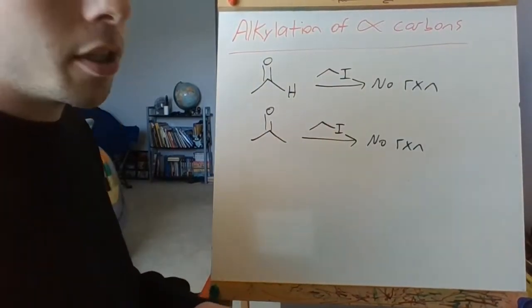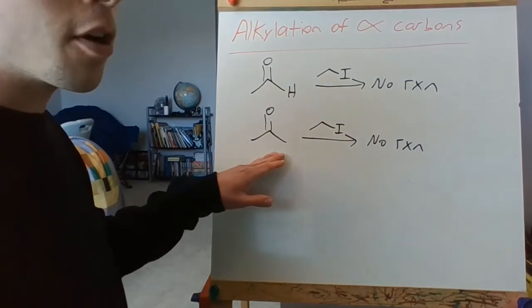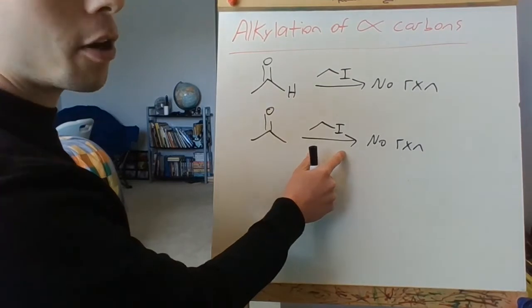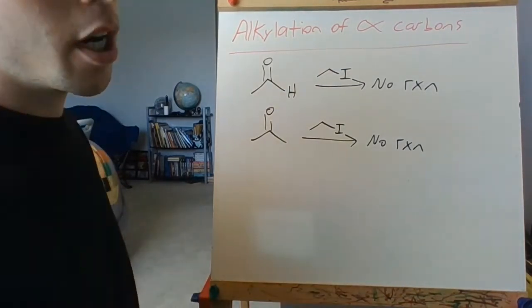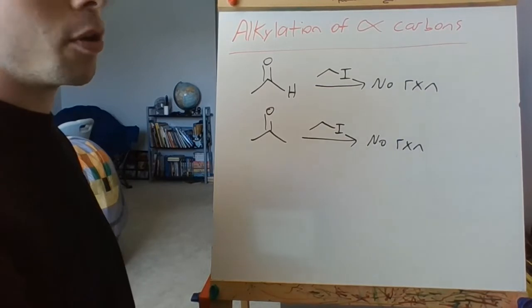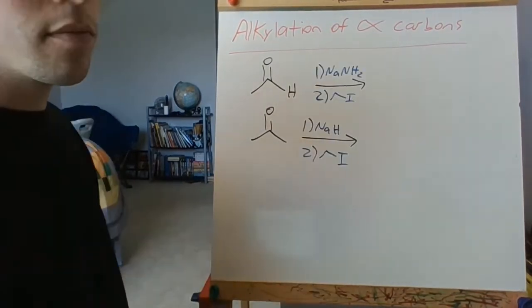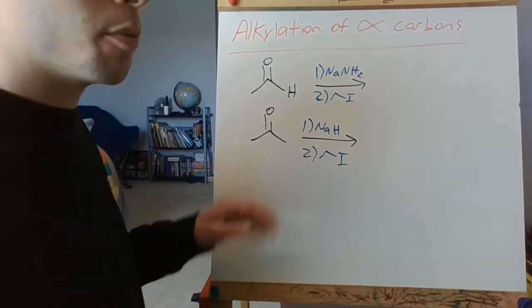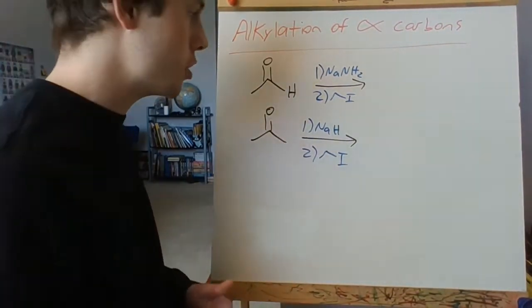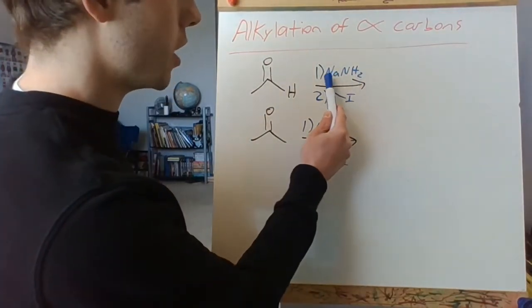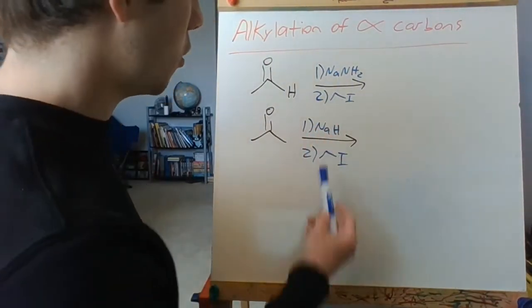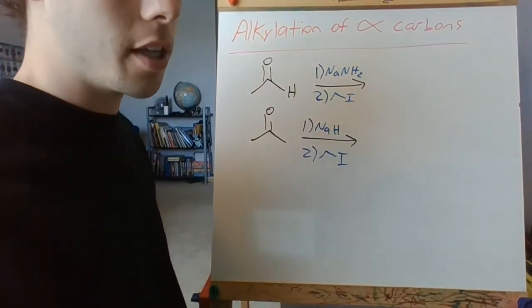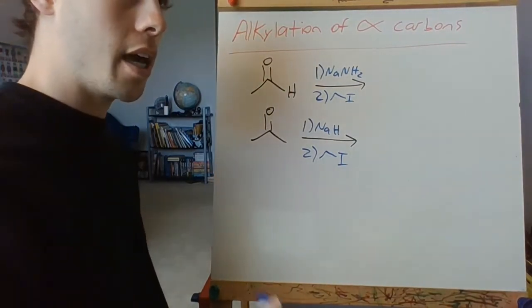So keep in mind that we need some type of base to deprotonate the alpha carbon. If we simply mix the carbonyl compound, it is neutral, with an alkyl halide, no reaction is going to occur. And so we have to add a base in order to generate the enolate. So if instead we first treat our carbonyl compound with a base, such as LDA, like I just mentioned, or sodium amide, so NaNH2, or sodium hydride, all three of these are strong enough bases to deprotonate the alpha carbon, therefore making a nucleophile.